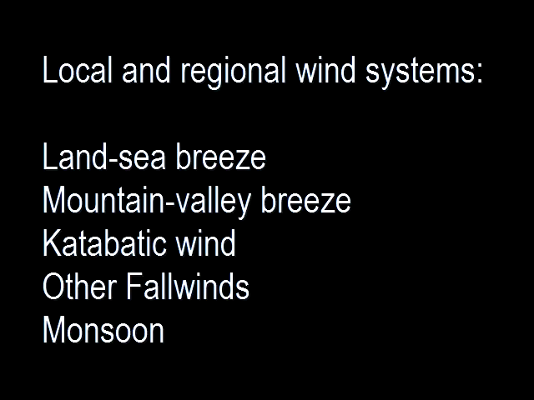In this section, we will look at several local and regional wind systems that are produced by locally generated pressure systems. Examples are the land-sea breeze, the mountain-valley breeze, katabatic winds or other fall winds, and the monsoon system.